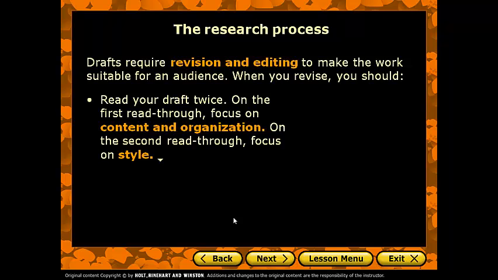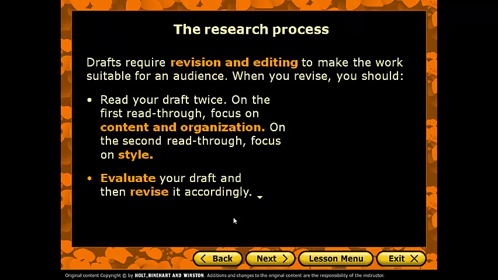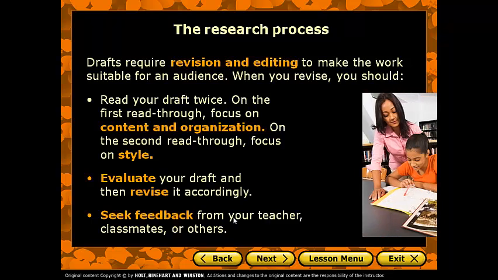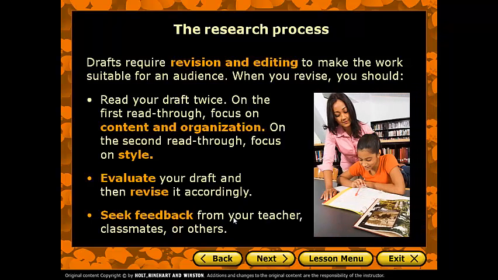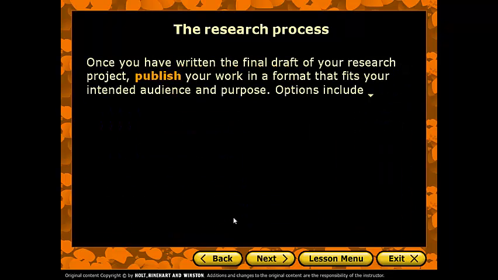On the first read through, you're going to focus on content and organization. On the second read through, you're going to look at style. And on our third, we're going to look particularly at editing. We're going to look at capitalization, punctuation, and that kind of stuff. You're going to evaluate your draft and then you revise it accordingly each time we go through the stage. You're going to seek feedback from your teacher, me, your classmates, different groups that you're working with, and others, like your parent or maybe a tutor, whether it's peer or professional.